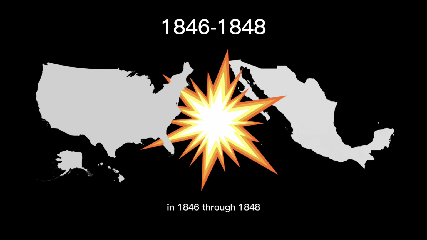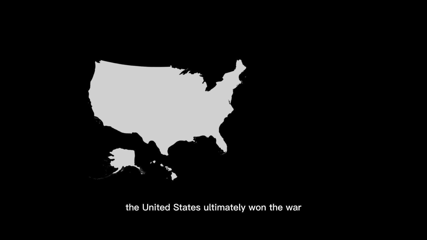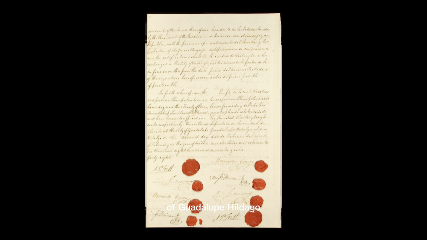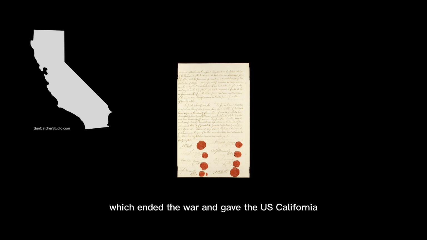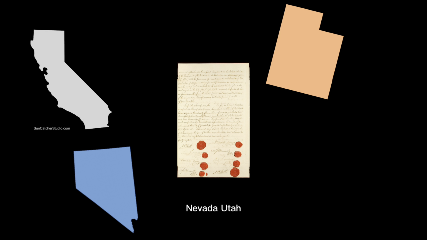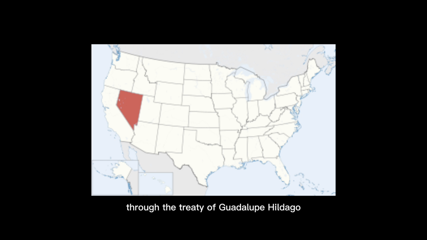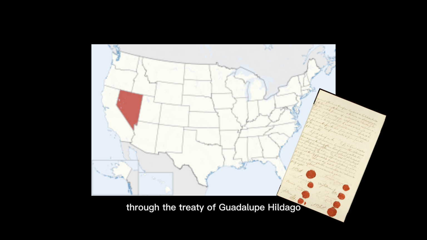The Mexican-American War was between America and Mexico in 1846 through 1848. The United States ultimately won the war. The result of this war was the Treaty of Guadalupe-Hidalgo, which ended the war and gave the U.S. California, Nevada, Utah, New Mexico, and the other parts of Arizona that the Gadsden Purchase, another treaty from this war, didn't cover. Nevada became an American territory through the Treaty of Guadalupe-Hidalgo.